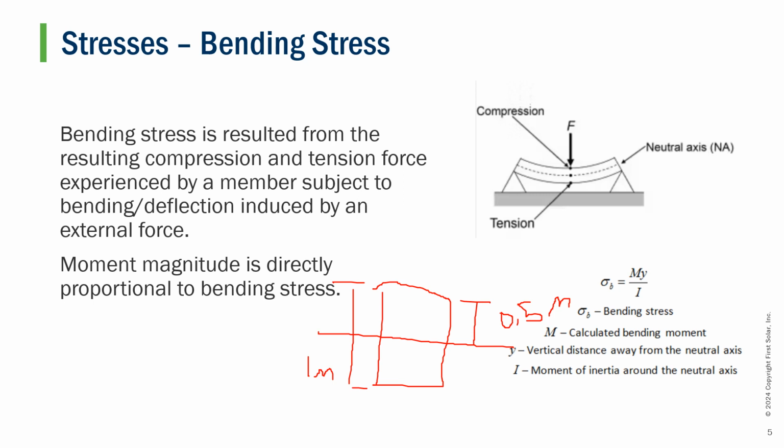And then the moment of inertia is just the moment of inertia of the cross-sectional area. So for this rectangle, you would have to refer back to the FE reference handbook to determine the moment of inertia for the respective member. But if it's something as simple as a square or a rectangle, it could just be BH cubed over 12. But what we most importantly see is that the magnitude of the moment experienced by the member is directly proportional to the bending stress. So the greater the moment, the greater the bending stress a member might see.